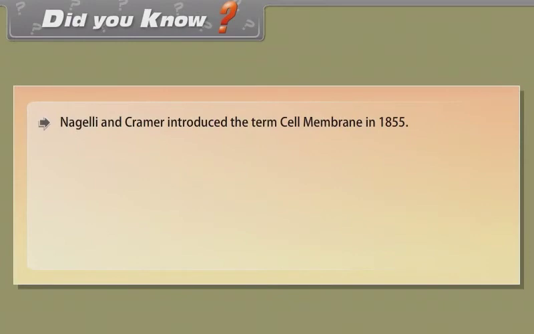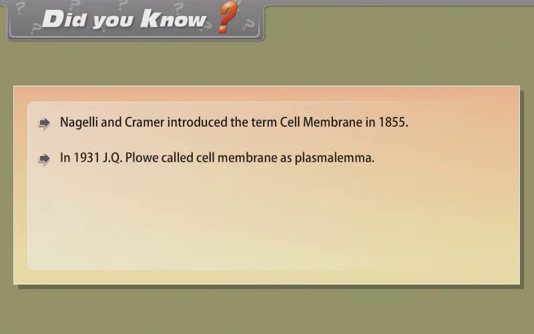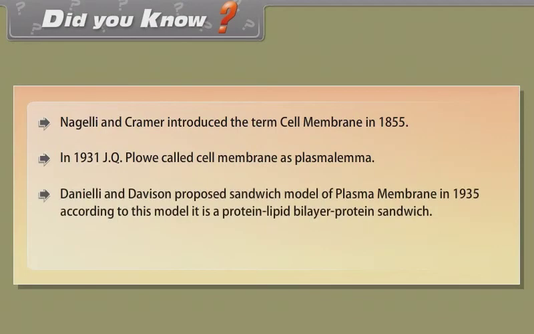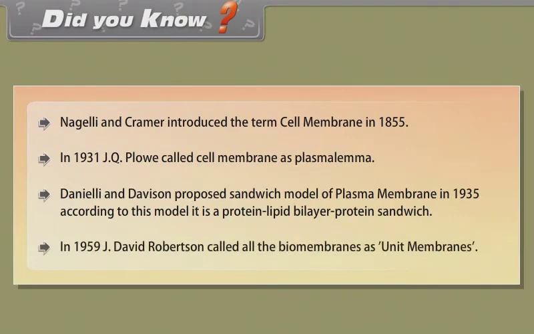Did you know? Nageli and Kramer introduced the term cell membrane in 1855. In 1931, J.Q. Plowe called the cell membrane the plasmalemma. Danielli and Davson proposed the sandwich model of plasma membrane in 1935. According to this model, it is a protein-lipid bilayer-protein sandwich. In 1959, J. David Robertson called all the biomembranes unit membranes.